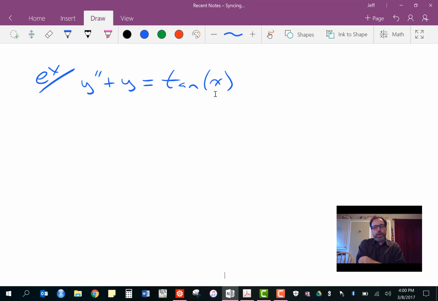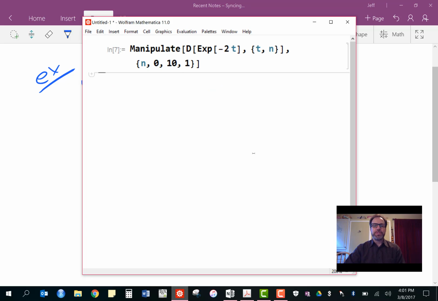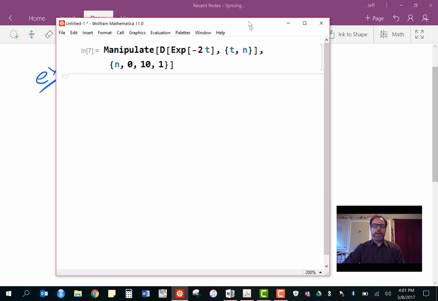What we've seen so far in looking at the method of undetermined coefficients is that the non-homogeneous part is something like e to the x, or maybe sine of x, or cosine of x, or a polynomial. And what I mean there is that the derivatives of all of those things are very, very predictable. Just to emphasize this point, let me show you this in Mathematica.